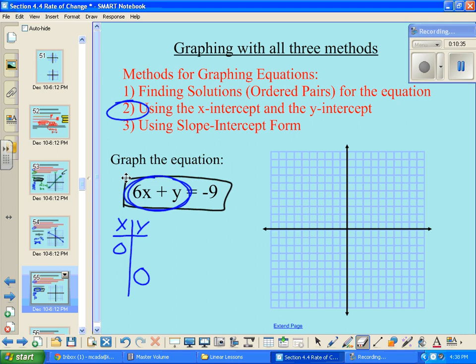I will graph this problem using another method as well, just to show you again it wouldn't matter which method I use. But I think the intercepts method is the easiest one for this problem to start off. So let's graph this using the intercepts method.